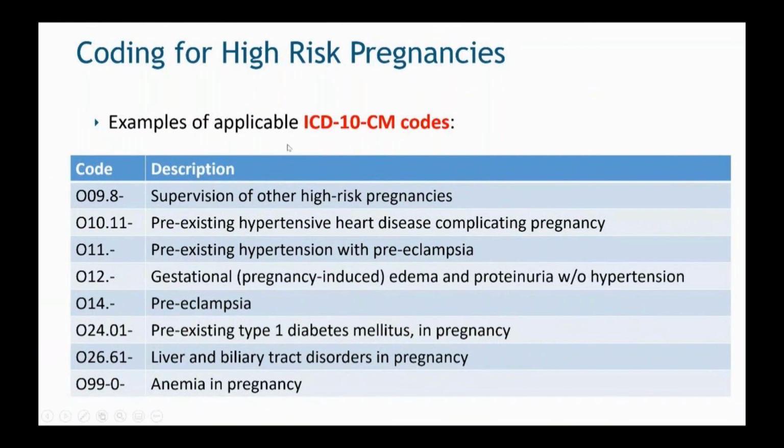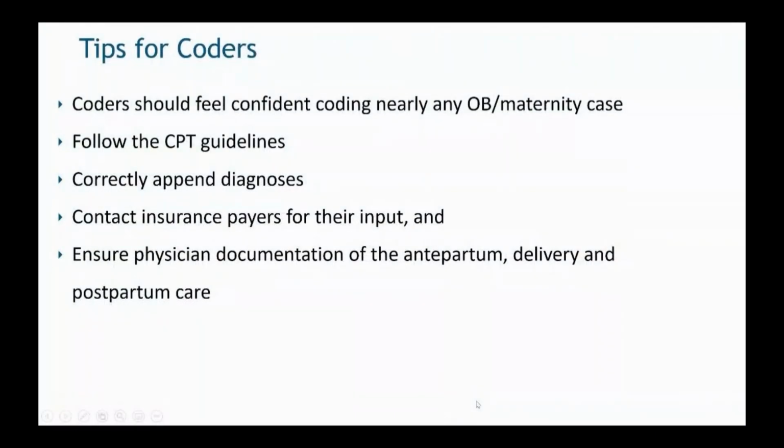And then here's an example of diagnosis codes. This is diagnosis codes now, not CPT. Supervision of high-risk pregnancy, pre-existing hypertensive heart disease. This is, again, none of these may actually apply to your patient. This is just an example of some diagnosis codes for high-risk pregnancies, because the diagnosis code has to go on the claim also.